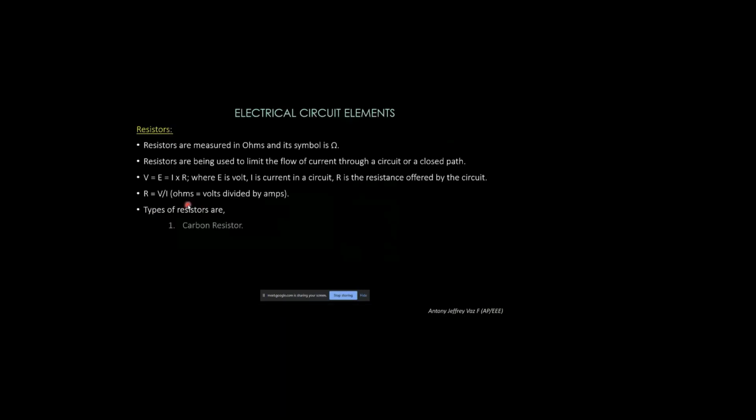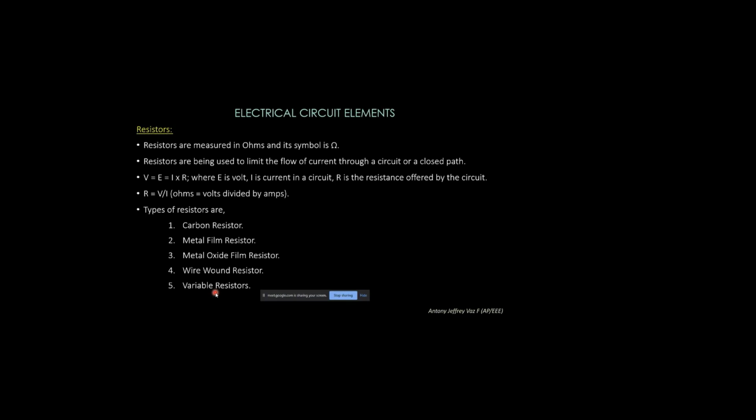The first one is carbon resistor. Second one is metal film resistor. Third one is metal oxide film resistor and wire wound resistors. Okay, these are all the types we have in resistors. First one is carbon, metal film, metal oxide film, wire wound, and variable resistors. So there are four fixed types of resistors, and the last one is variable resistance. Variable resistors mean you can change the resistance as desired.